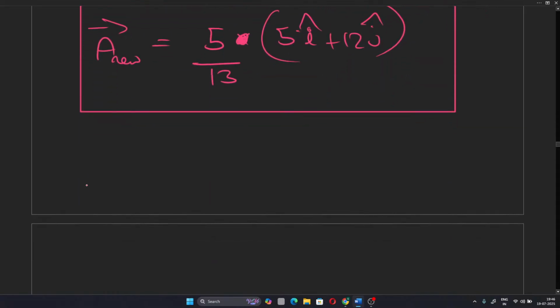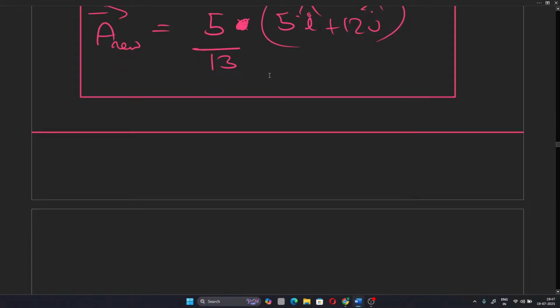Now they're asking a statement based question. Which of the following statements is correct? I'll not be writing them, I'll be reading them. Angle between parallel vectors is 0. Angle between parallel vectors is obviously 0.